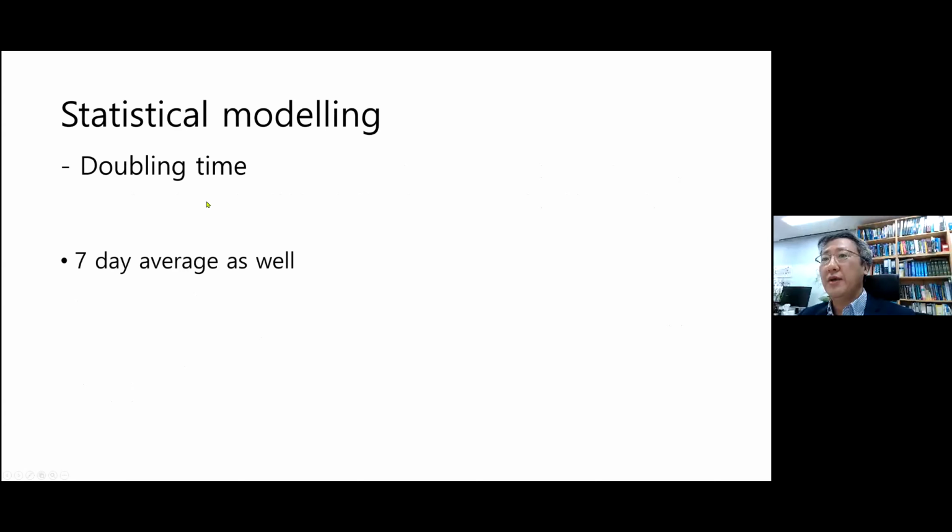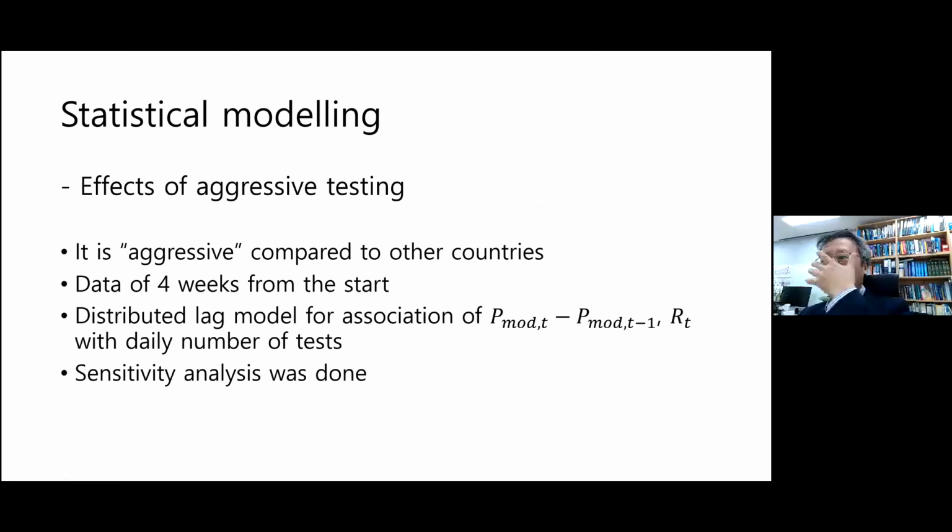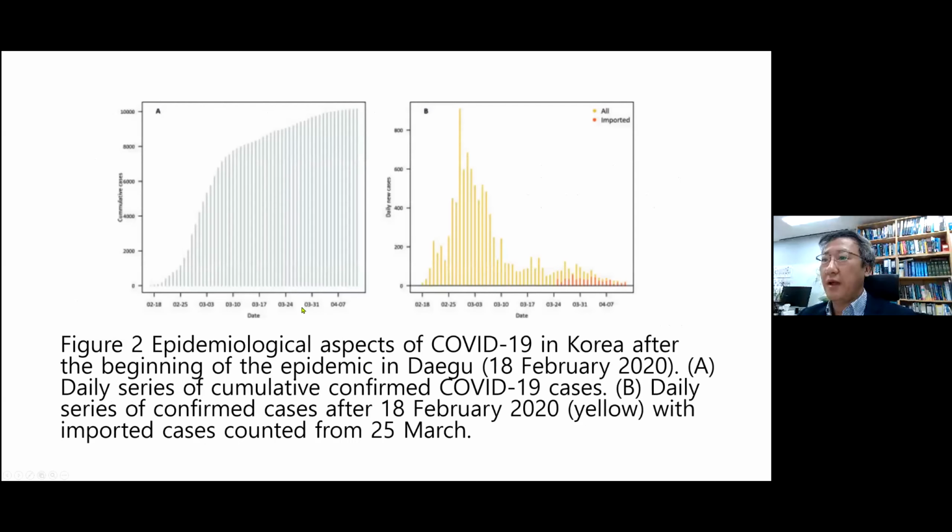Doubling time is also very important. That is the number of days it takes for the number of patients to double. And then we thought the government applied aggressive testing, and this is the cumulative incidence of cases. As you can see, it increases rapidly and then gets stabilized.